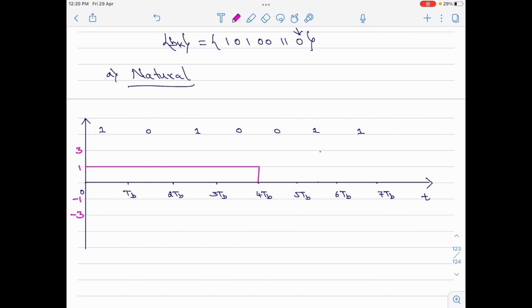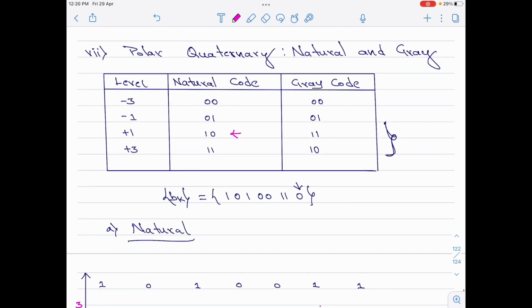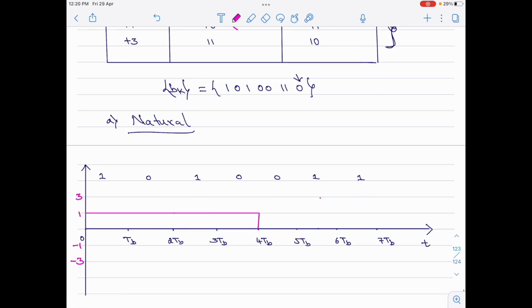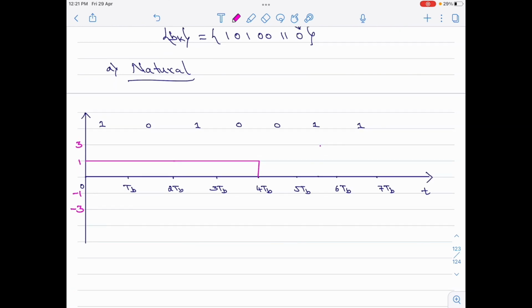The next 2 bits are 0, 1. Go back to the table. 0, 1 is represented with -1. So come back and plot a rectangular pulse of amplitude -1 and duration 2 TB. Here I have not added the last bit, which we have assumed to be 0. So, and let this be 8 TB.